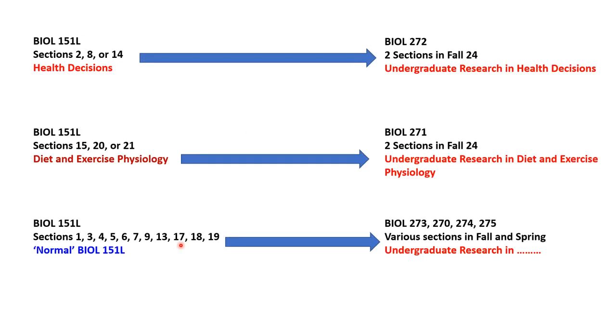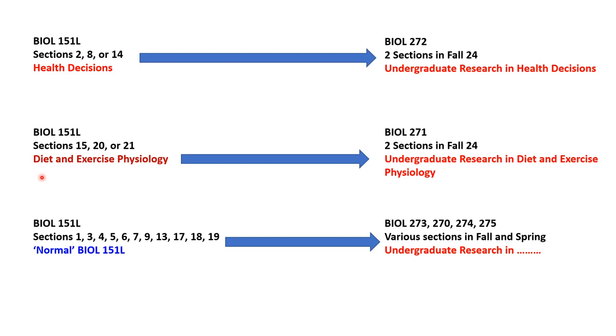So again, the idea here is that for those of you that are interested in the health decisions BIOL 151 sections, ideally you would sign up for BIOL 272 in the fall. So you would learn how to conduct the research in the spring, and then in the fall you would be with sort of the same people designing your own project and spending the majority of the semester doing your own research. Same for those of you that would sign up for the diet and exercise physiology.